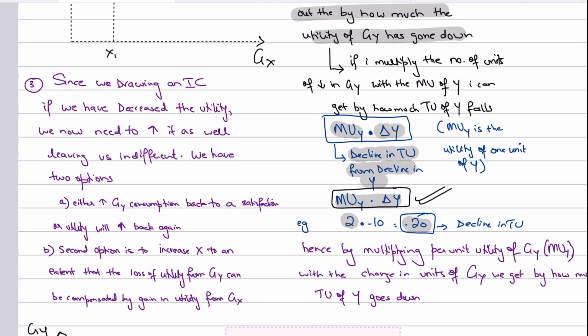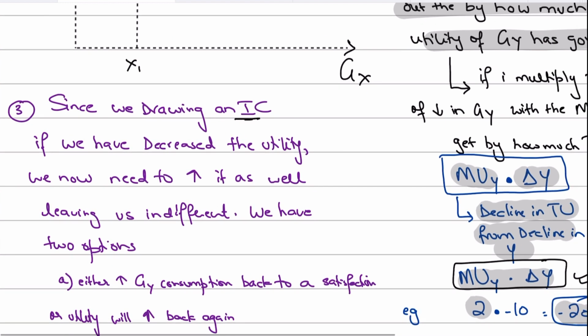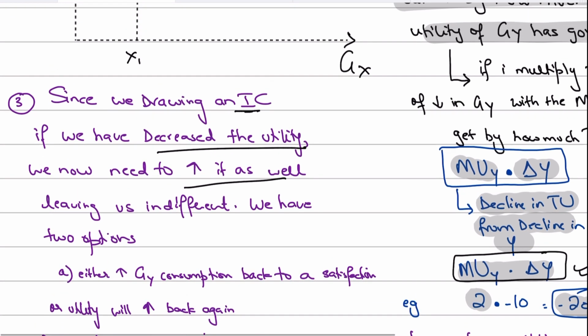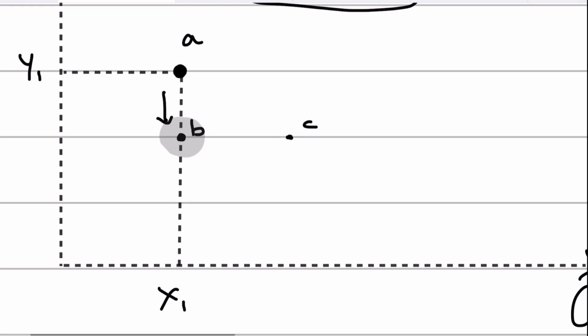Moving back, since we are drawing an indifference curve, and we decrease the utility, we now need to increase the utility of X. I mean, we need to consume more of X so that we can be indifferent. By the way, if the consumer has reduced the consumption of Y, it has foregone Y, and because of that the satisfaction has gone down, so it has two options. Either it could end up consuming back those units that it had foregone.